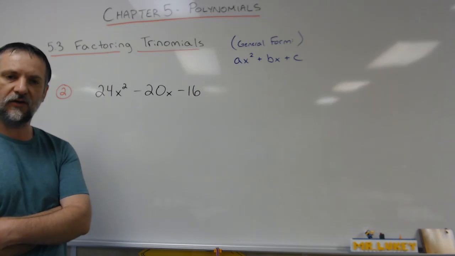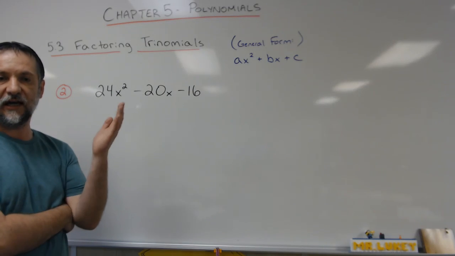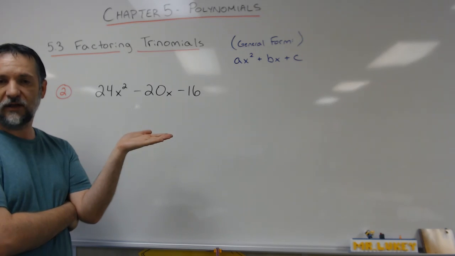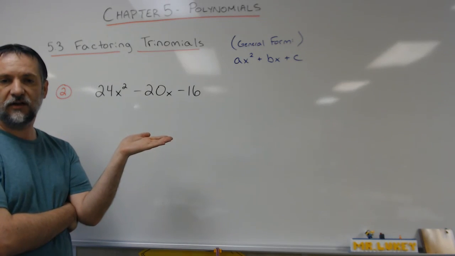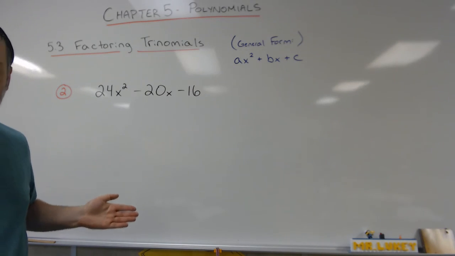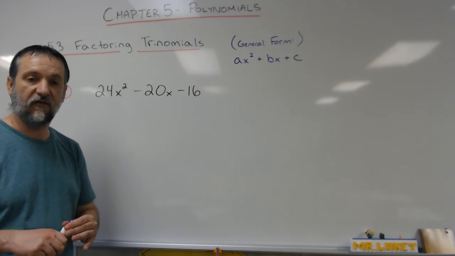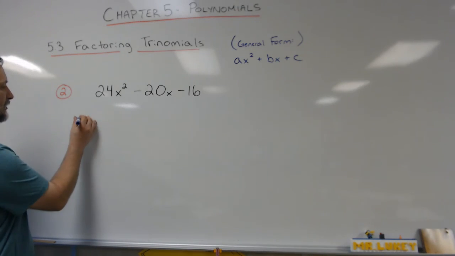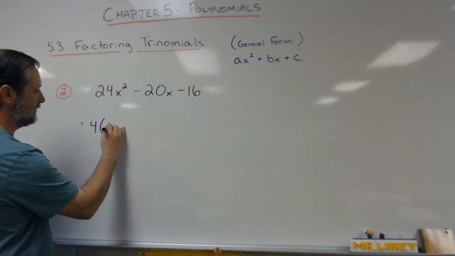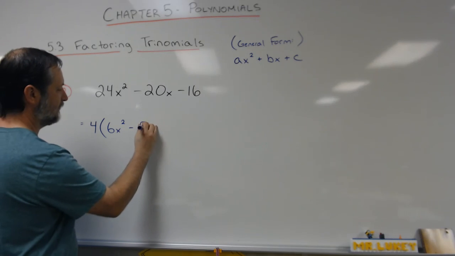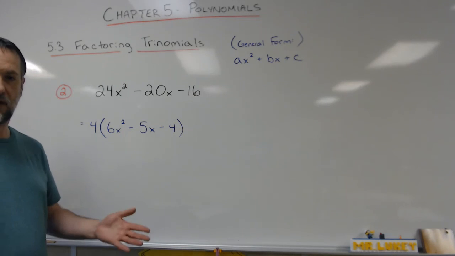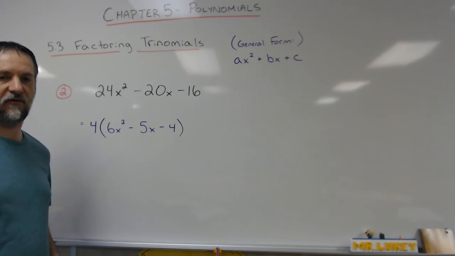The one thing you can do to make your life easier sometimes is look for, can I factor a number out of this first? Do 24x squared, 20x, and 16 have any common factors? Well, if you look at this carefully, I'm going to see that yes, they do. In fact, I could simplify by dividing 4 out of all of these. So I can make my life easier by turning this into 4 times 6x squared minus 5x minus 4. So I took a large question and I've already simplified it.